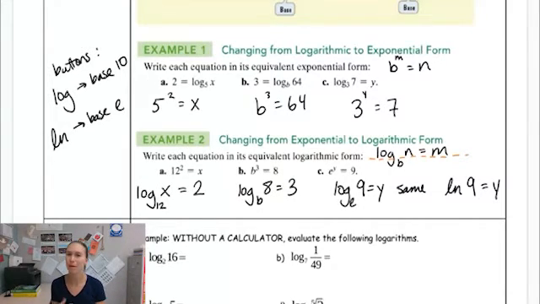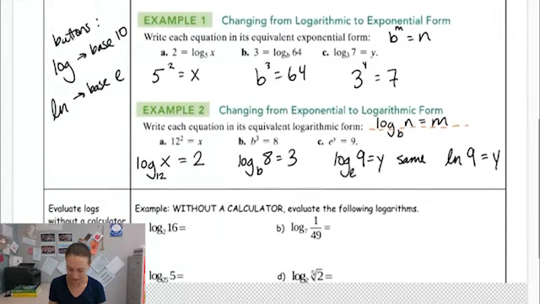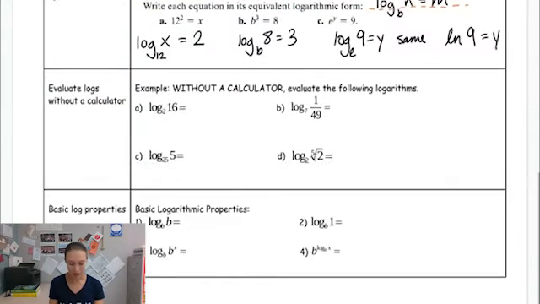We also use it for population growth, things like that. So we use that a lot as well. So we have a special button in our calculator for that to make our lives a little easier. All right, so now let's talk about evaluating logs.